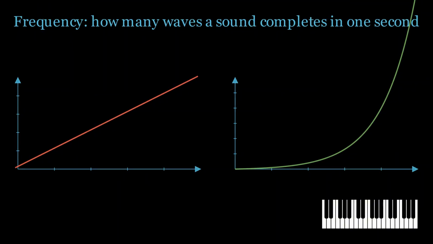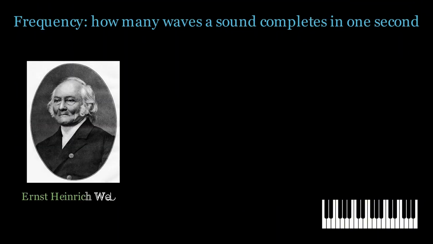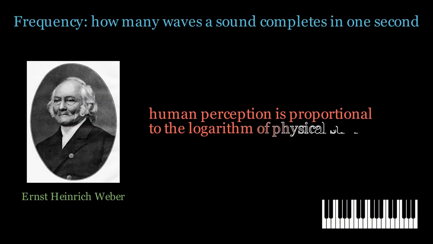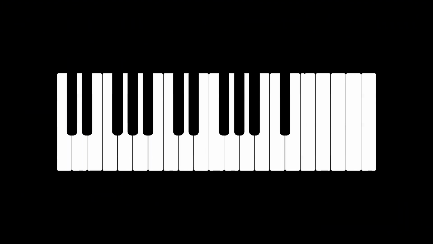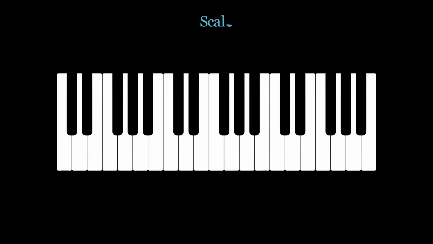Scientist Ernst Weber discovered that the human perception is proportional to the logarithm of the physical stimulus, which basically means that humans feel a gentle linear progression when something is actually exponentially increasing. When something is small, a small change is easy to notice. When something is big, you need a bigger change to notice it. Alright, remember that concept when we step back to music.